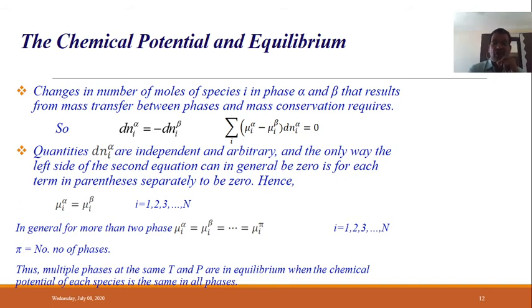So this is called the criterion for phase equilibrium. That is, phases can be vapor, liquid, solid. So no doubt this will be applicable for vapor-liquid equilibrium, then liquid-liquid equilibrium, such as oil and water phases.